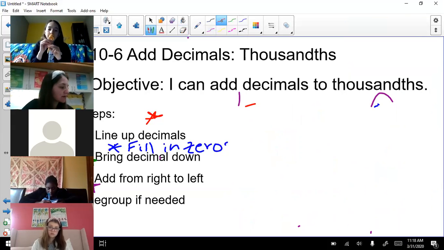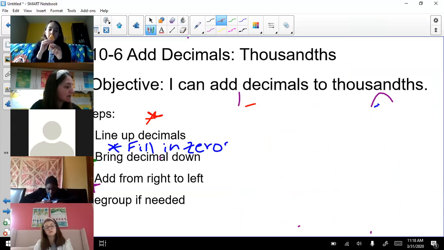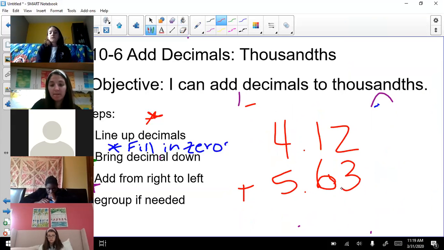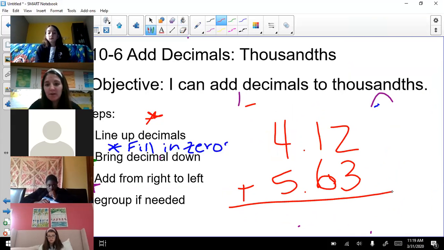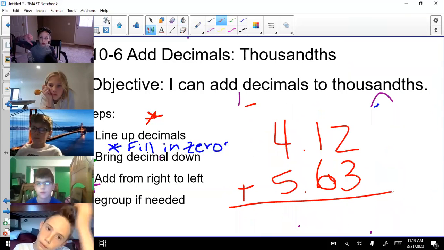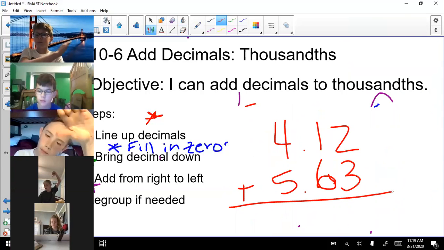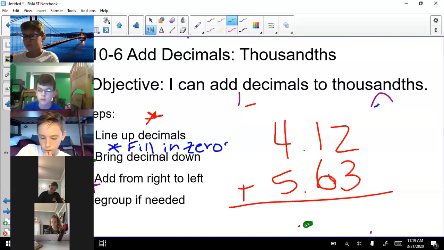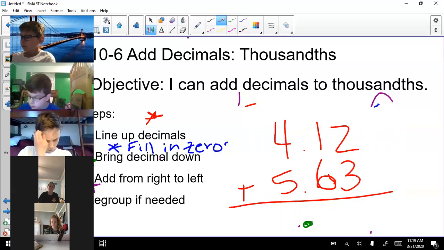All right, so first we're going to line up the decimals. What do we start with? 34.12 plus 5.63. Okay, line up the decimals. Do we need to fill in, thumbs up or thumbs down? Do we need to fill in any additional zeros? No, we don't need to fill in any additional zeros. Good. All right, and then we're going to bring the decimal down. And then we're going to add from right to left.